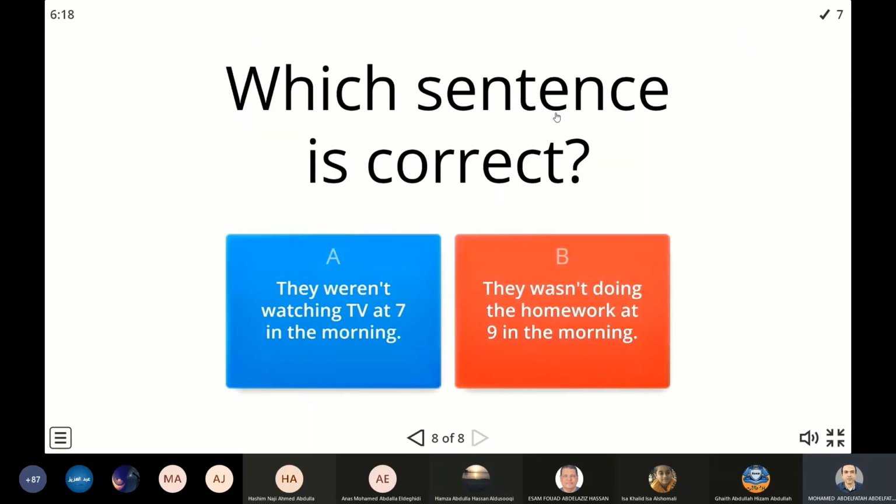Here, students, which sentence is correct? We have got 2 sentences. One is correct, one is incorrect. Which one is correct? They weren't watching TV at 7 in the morning, or they wasn't doing the homework at 9 in the morning. A is correct. The correct answer is A.